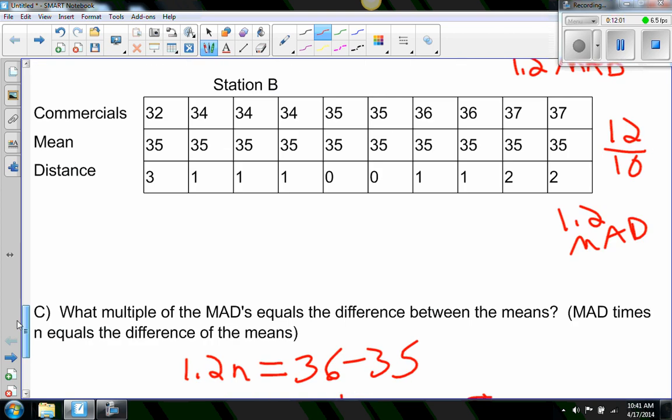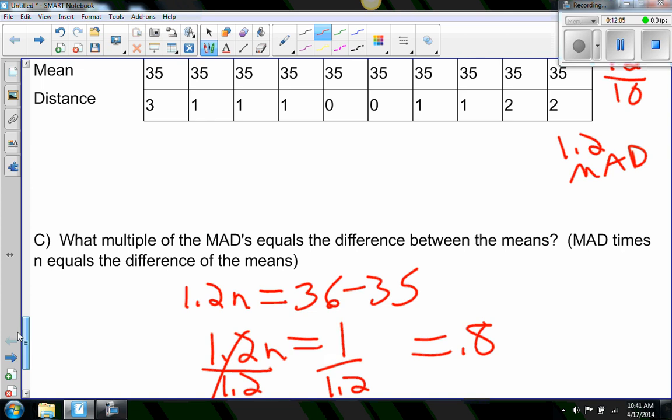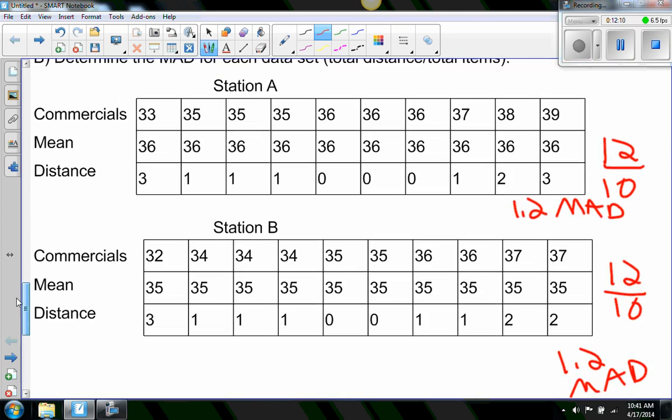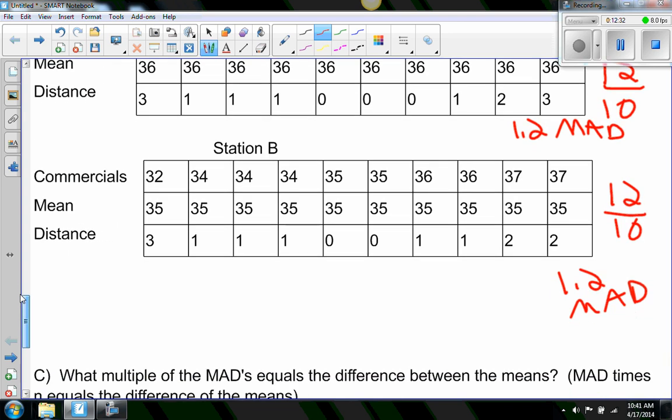So I found out the mean absolute deviation is 1.2. And then I used that to figure out how much overlap I have. And there's a lot of overlap. And you can tell that just by looking at these two tables. You should be able to see that, right? This one has 32s and 34s. This one doesn't. But this one has a bunch of 35s, 36s, 37. So does this one, right? 35, 35, 36, 36, 37. These are all overlaps. So there was a lot of overlap. We could have figured that out just by looking at the tables.